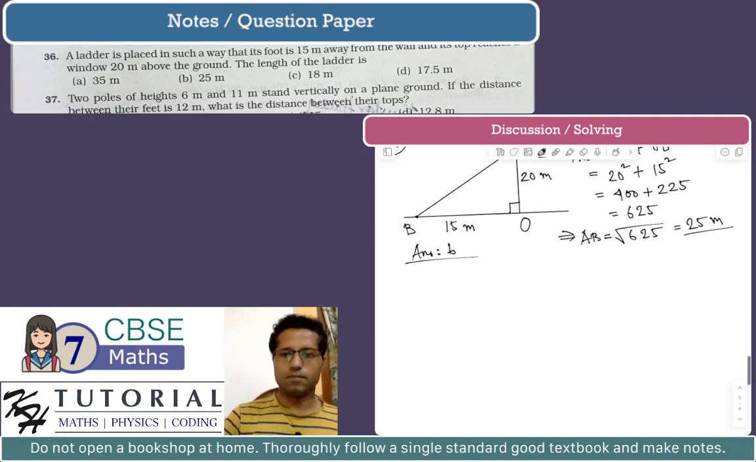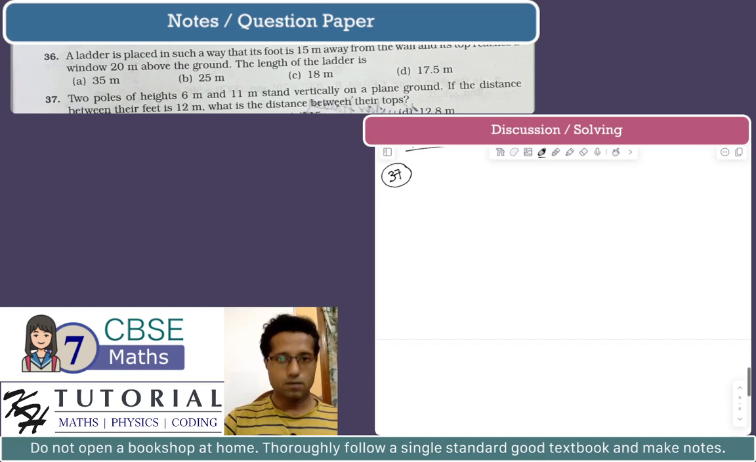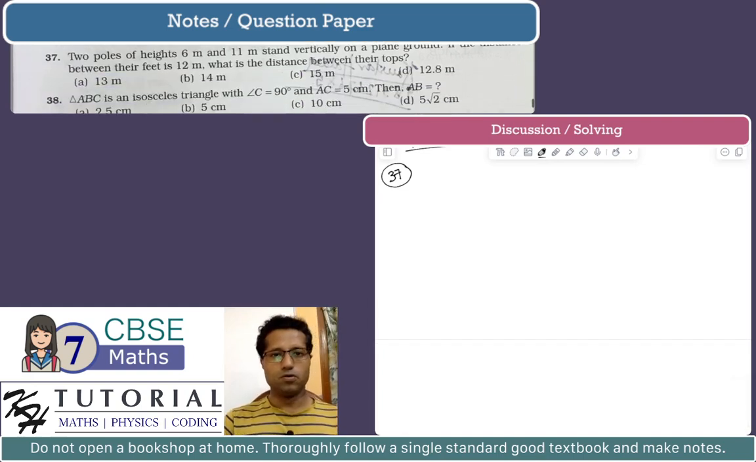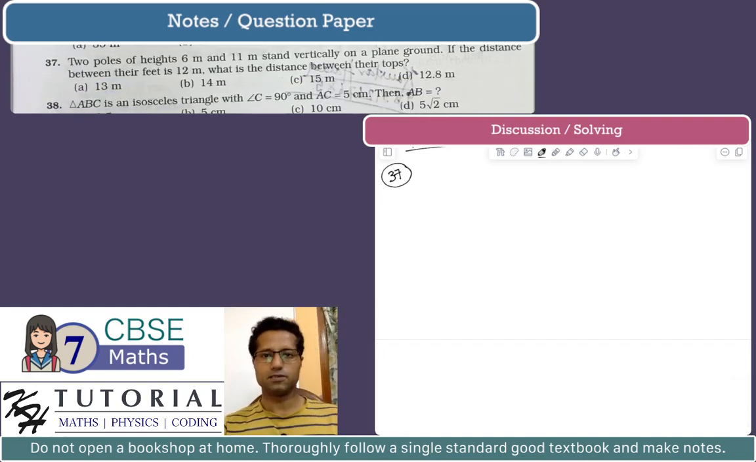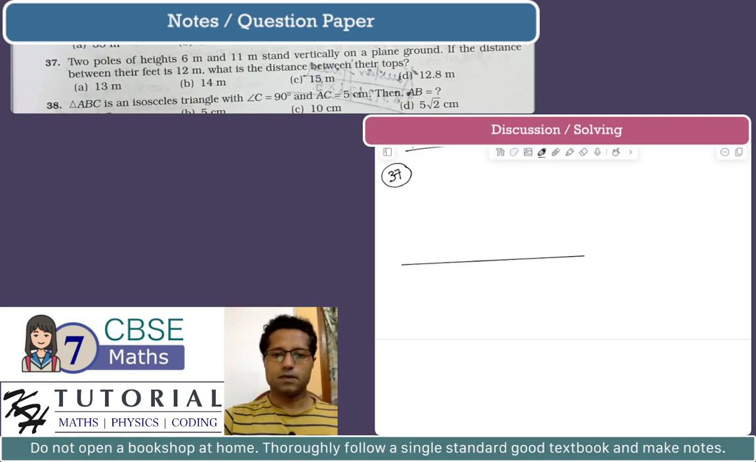Let's do problem number 37. Two poles of height 6 meter and 11 meter stand vertically on a plain ground. If the distance between their feet is 12 meter, what is the distance between their tops? Okay, so this is the very standard question. So let's say we have the ground. Let's say this one pole.